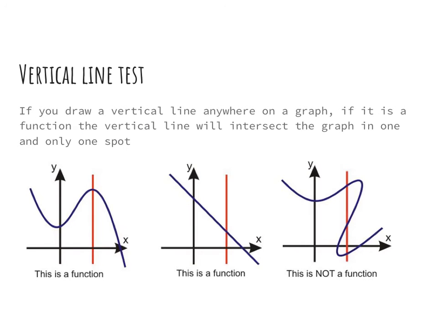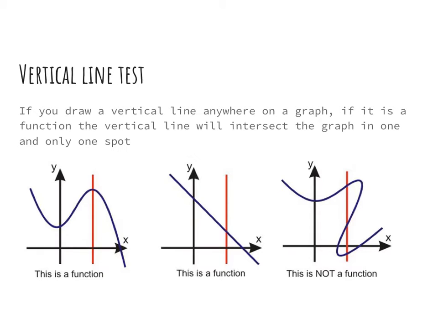Next thing we're talking about is the vertical line test. So how the vertical line test works, you could have a graph or a scatter plot, and basically what you do is you draw a vertical line anywhere you want in the graph. And if at any spot that vertical line touches the graph in more than one spot, you do not have a function. So these three examples on the bottom, they have one vertical line drawn in each one.